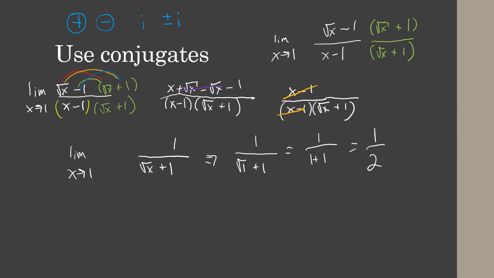And when evaluating the limit with a radical, sometimes try using a conjugate pair to see if that can help simplify and make it so that you can evaluate that limit.